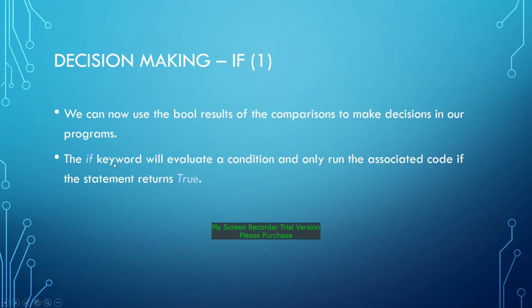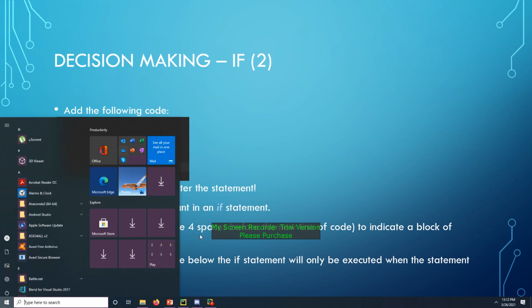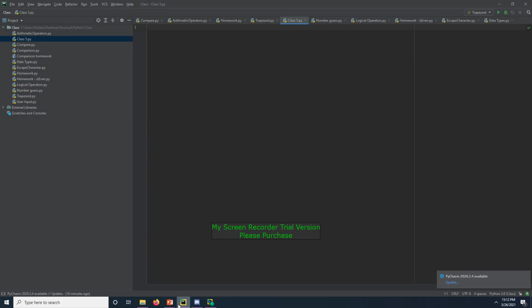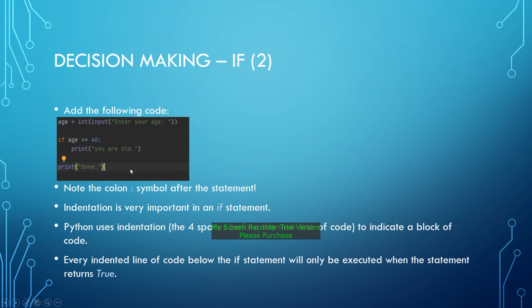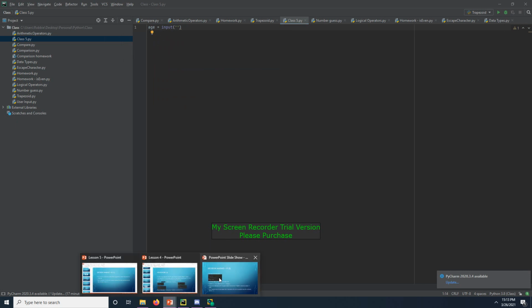Okay, so the if keyword will evaluate a condition and only run the associated code if the statement returns true. What do I mean with that? Now we're going to be creating a new little program. I want you to open your PyCharm and write the following code with me. We're going to create a variable called age, and we will cast it to an int. Let's break it up. We will first take the input from the user.